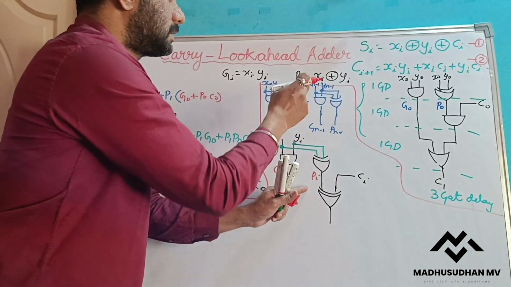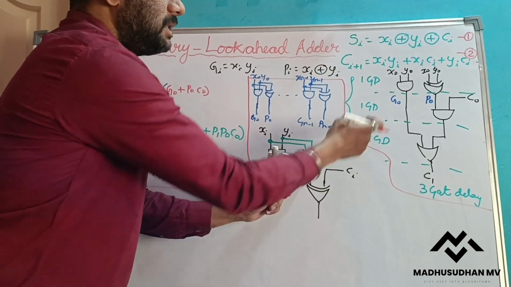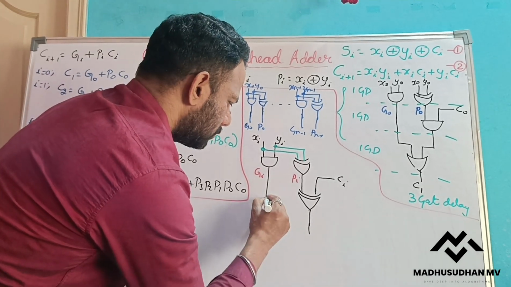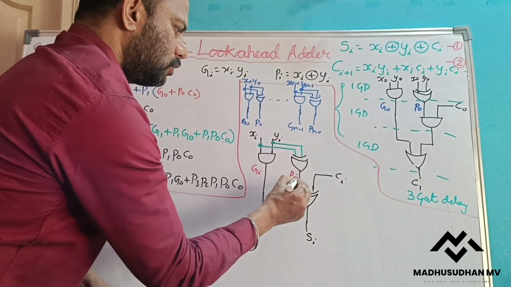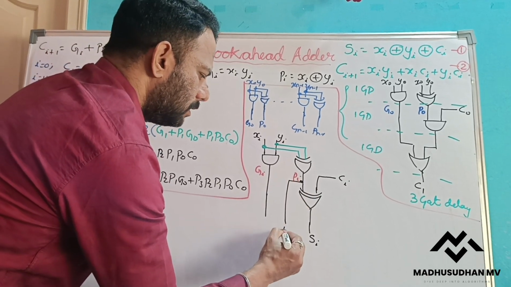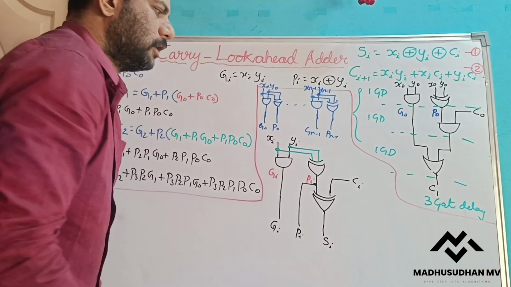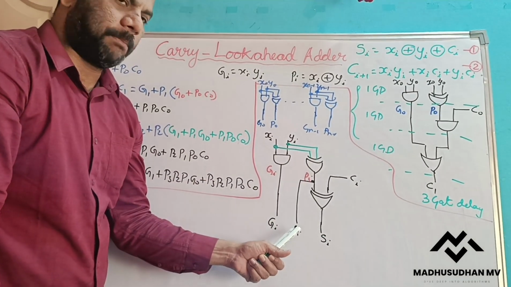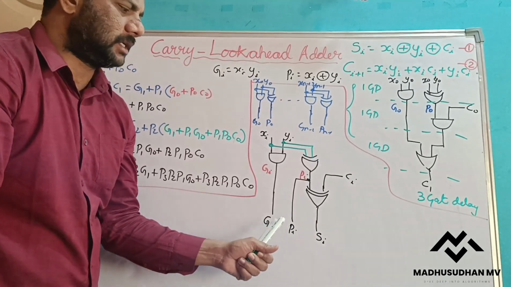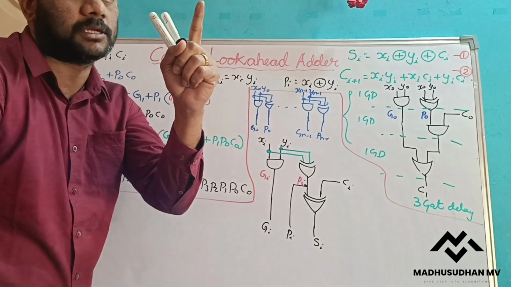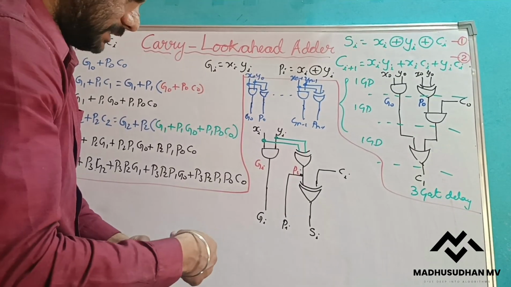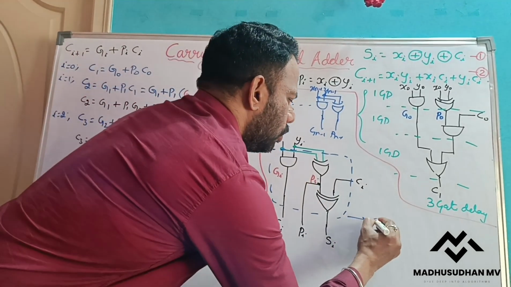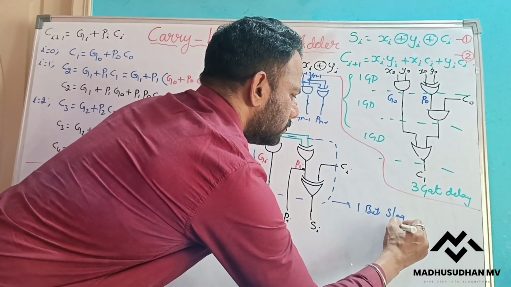Pi is equal to Xi exclusive OR Yi, and Pi exclusive OR Ci means I am getting the sum bit. So here I am getting the sum bit. Okay, so this is my Pi, and this is Gi. So this is the one bit stage cell to generate the sum bit, the propagate function and the carry generate function. I will call this a one bit stage cell.